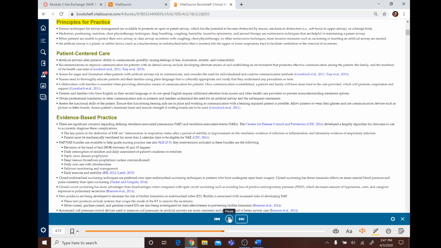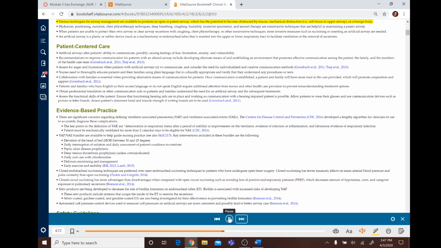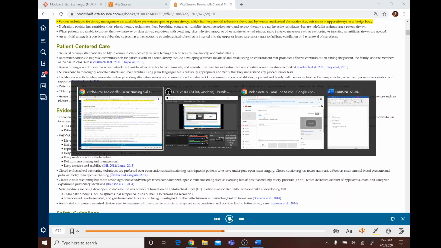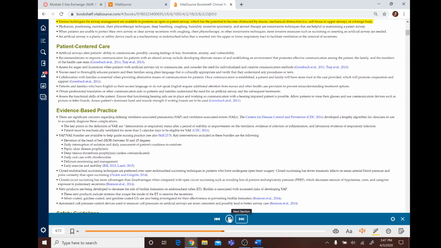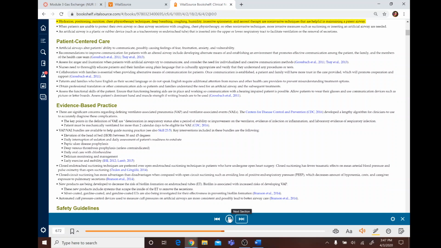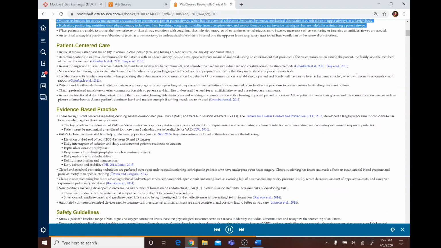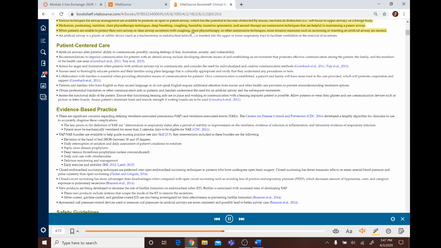Principles for practice. Various techniques for airway management are available to promote an open or patent airway, which has the potential to become obstructed by mucus, mechanical obstruction, i.e., soft tissue in the upper airway, or a foreign body. Hydration, positioning, nutrition, chest physiotherapy techniques, deep breathing, coughing, humidity, incentive spirometry, and aerosol therapy are non-invasive techniques that are helpful in maintaining a patent airway.